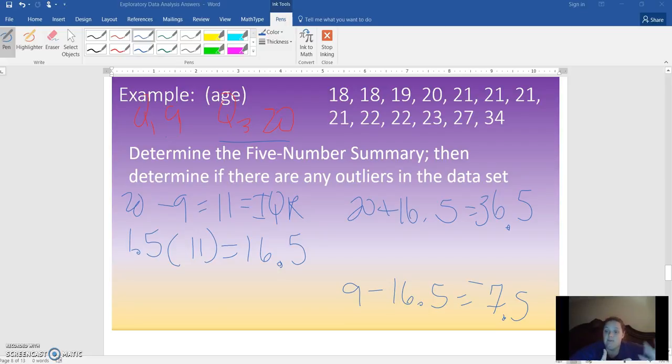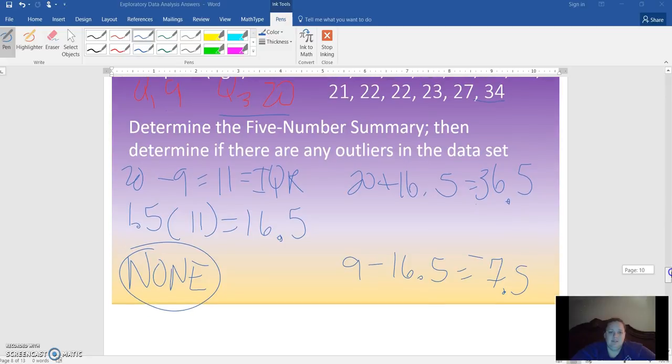Okay, so then I ask myself, are there any numbers bigger than 36.5? Nope, no numbers are bigger than 36.5. So even though 34 kind of looked like an outlier, because it was far away from the other numbers, it's not, because it's not bigger than 36.5. Are there any numbers less than negative 7.5? No, all these are positive numbers. All right, so there are no outliers. And if you just write none and show me no math work, it doesn't help you. Let's do it again.